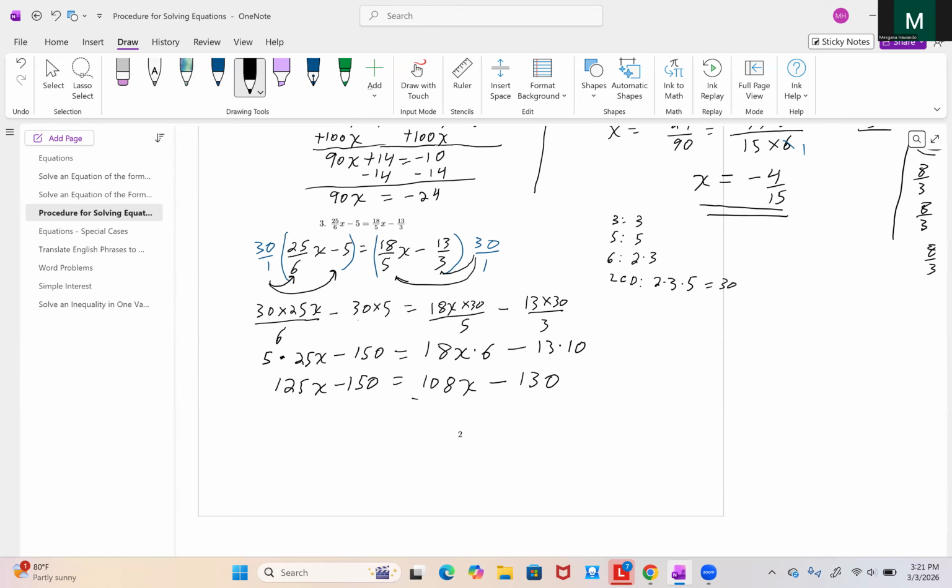So we subtract 108x from both sides. 108x minus 108x is 0. This difference here, 15 minus 8 is 7. 1 minus 0 is 1. 1 minus 1 is 0, so it's 17x. Minus 150 is equal to 130. Add 130 to both sides.